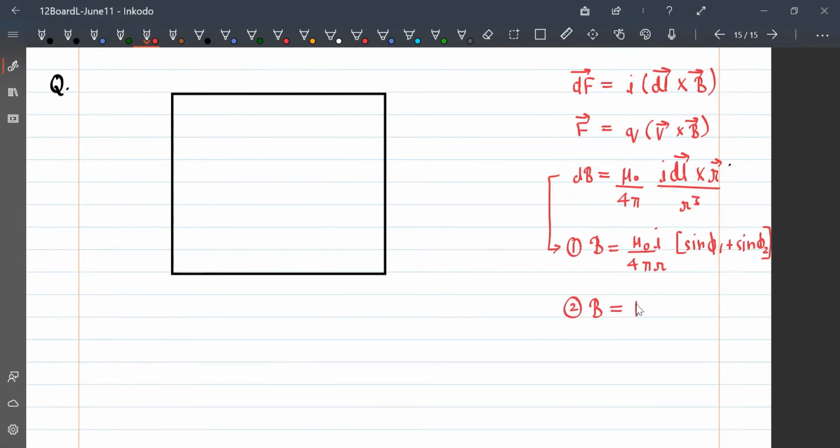For a circular section, we had this formula, mu naught I by 2R, theta by 2 pi. That is, this is for a straight wire, and this is for a circular wire or circular arc.